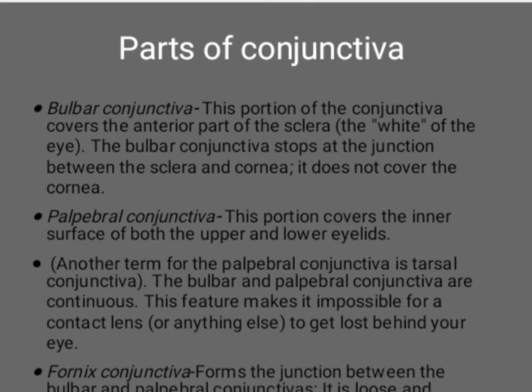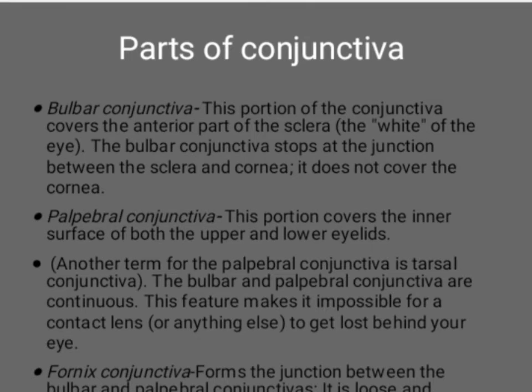The palpebral conjunctiva is the portion of conjunctiva which lies below the eyelid. That conjunctiva is called palpebral conjunctiva. This conjunctiva lies in both the eyelids, upper eyelid and lower eyelid. Another term used for palpebral conjunctiva is tarsal conjunctiva, because when you study the orbit, it is the portion of the tarsal area. It is in that area where palpebral conjunctiva lies.